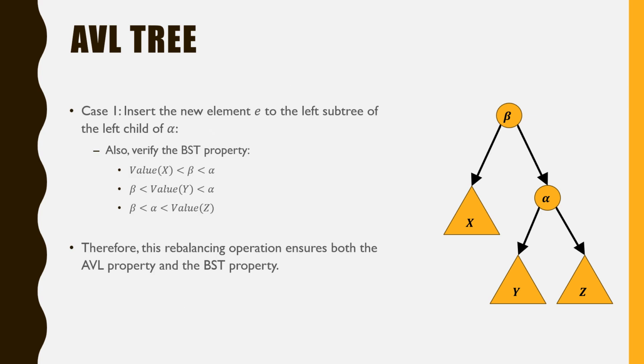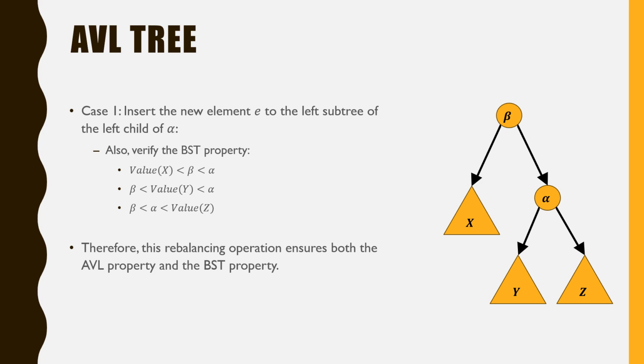Next, let's verify that the BST property is preserved after the rebalancing operation. Observe that alpha is now in the right subtree of beta, consistent with the fact that beta is smaller than alpha. X is the left subtree of beta, consistent with the fact that elements in X are smaller than beta. Y is in the right subtree of beta and in the left subtree of alpha, consistent with the fact that elements in Y are greater than beta and smaller than alpha.